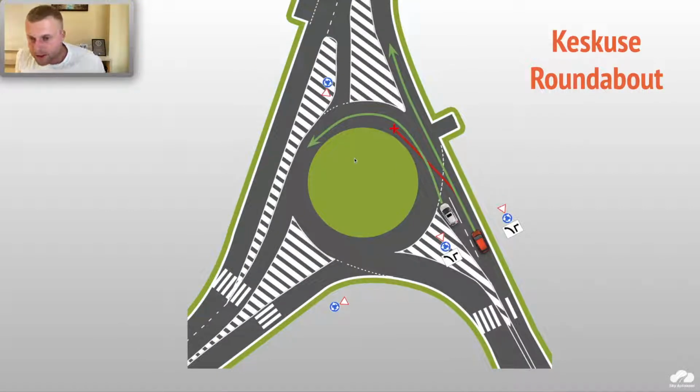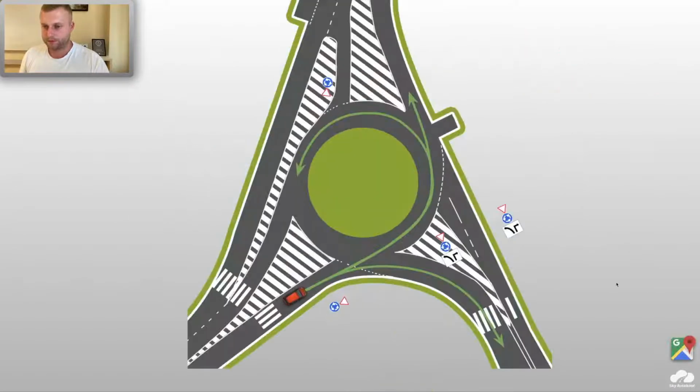So next one is the Mustamäe roundabout, Keskuse Street. It's next to this Mustamäe Park, if you know it. So the tricky part here is only when you enter from the Mustamäe Keskus side. I will show you.